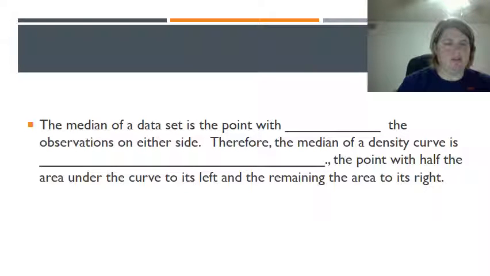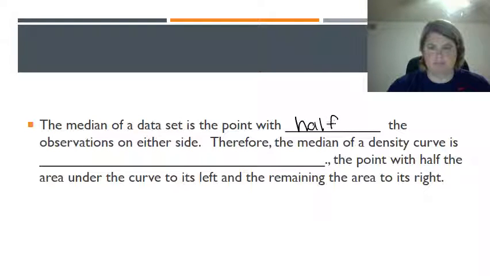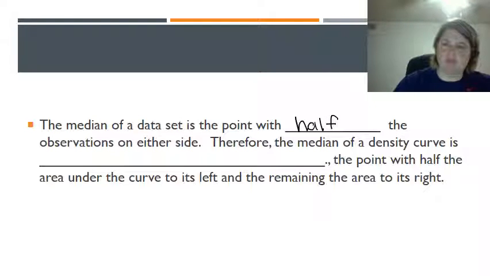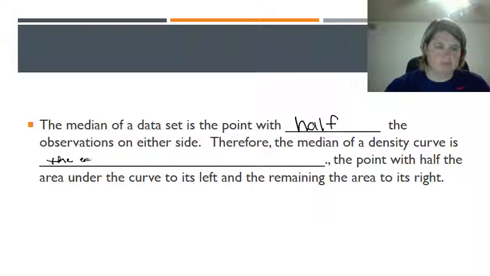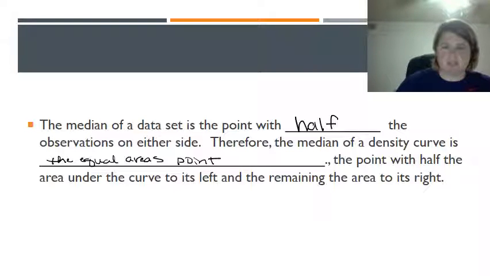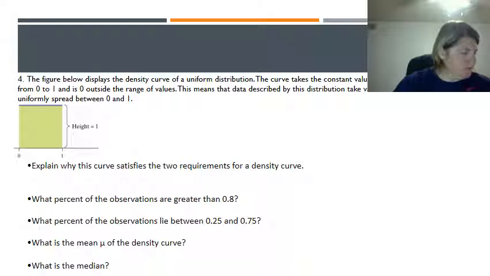So let's fill in a blank here. The median of the data set is the point with half the observations on either side. Therefore, the median of the density curve is the equal areas point, which is the point with half the area under the curve to its left and the remaining area to its right. So if you think of a density curve, it could look like this. This is what it's talking about. This is the median, where 50% of the data is over here and 50% of the data is to the left.